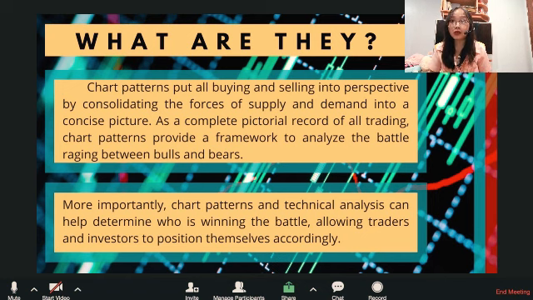And as a complete pictorial record of all the trading, chart patterns provide a framework to analyze the battle raging between the bulls and the bears. Most importantly, chart patterns and technical analysis can help determine who is winning the battle, allowing the traders and investors to position themselves accordingly. So let's proceed to the second question.